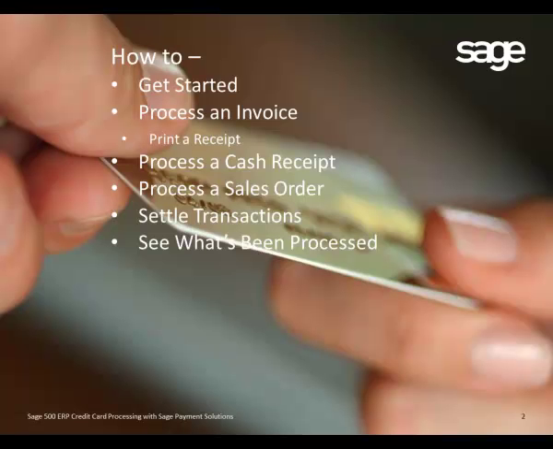Today's demonstration will show you how to get started with credit card processing in Sage 500 ERP, how to process an invoice with a credit card payment and print a receipt, as well as how to process a cash receipt using a credit card, process a sales order from taking the order through shipment, and pre-authorization through post-authorization. We'll also show you how to settle transactions at the end of the day and see what's been processed within Sage 500 ERP.